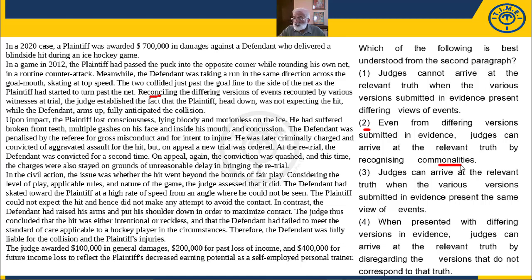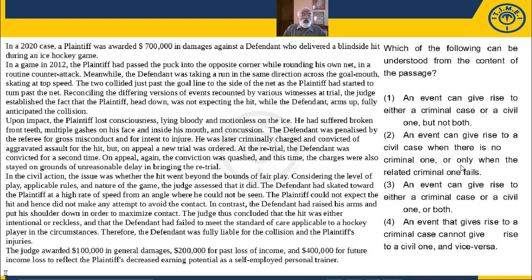Let's look at the next question. Now the next question is, which of the following can be understood from the content of the passage? And the choices are all about cases that can arise. Can civil case, criminal case, etc., as in all the choices. Which means they are actually talking about the types of cases that came up from this event, isn't it? An event can give rise to either a criminal case or a civil one, but not both. So let's just see. We know that there were criminal cases, right?